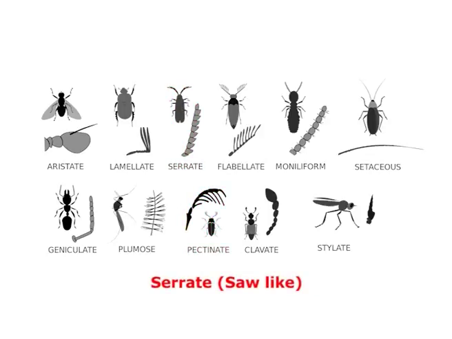Serrate or saw-like as in pulse beetle. Segments of flagellum are triangular with projecting points on one side, giving a saw-like appearance. Clavate or clubbed type as in butterflies. Segments gradually increase in diameter from base to tip, ending in a club-like apical part.